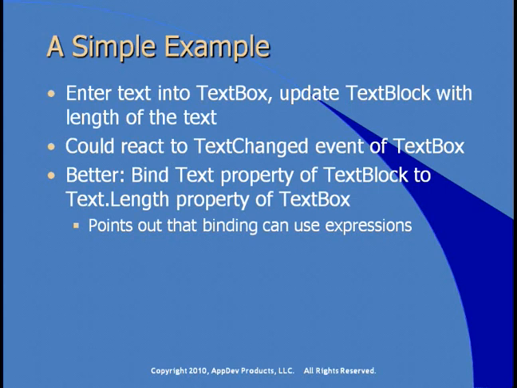It also points out that there are some internal conversions going on, because the text property of the text block is a string, and text.length property of the text box is some sort of integer value. Therefore, someone, somewhere, is converting that integer into a string for you to do this binding. You'll find that there are some internal conversions, like this one, that happen for free. Let's look at the example and look at the binding expression to see how it works.